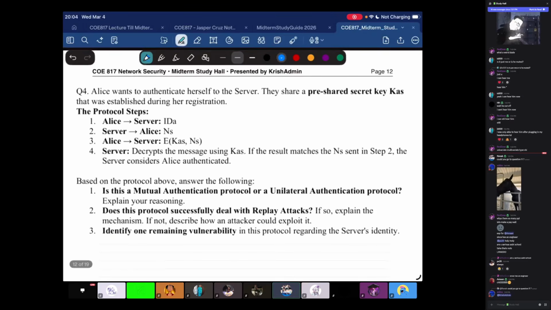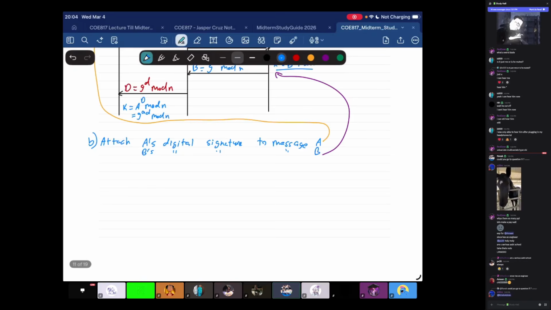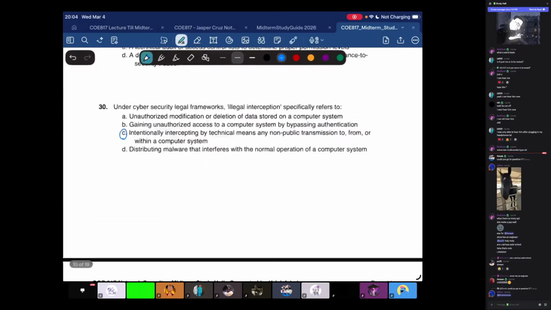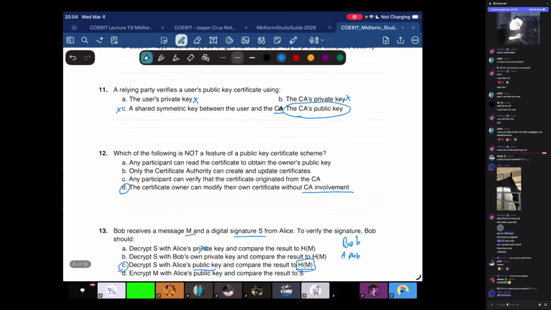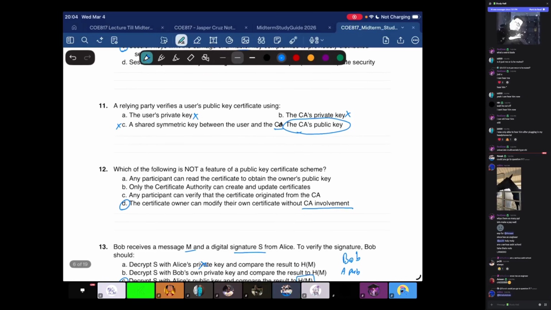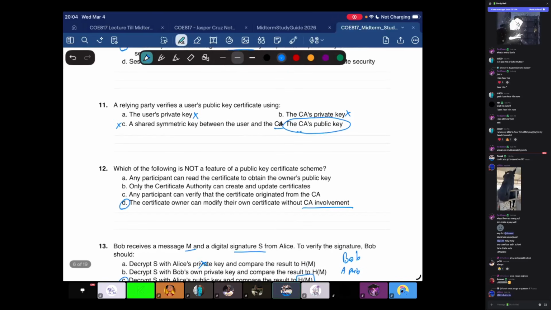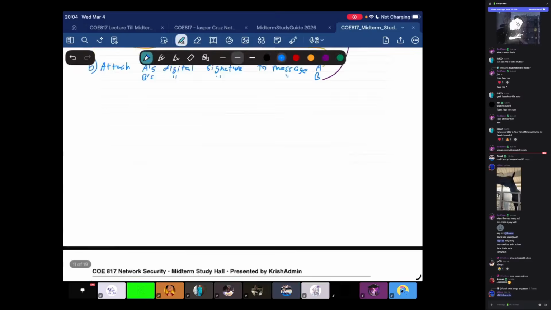Just had a question about question 11 from multiple choice. Okay, so the answer is D, right? Because you need the public key. You never have private keys. You always only have the corresponding parties and their public keys. Okay, makes sense. Thank you. Yeah, no worries.